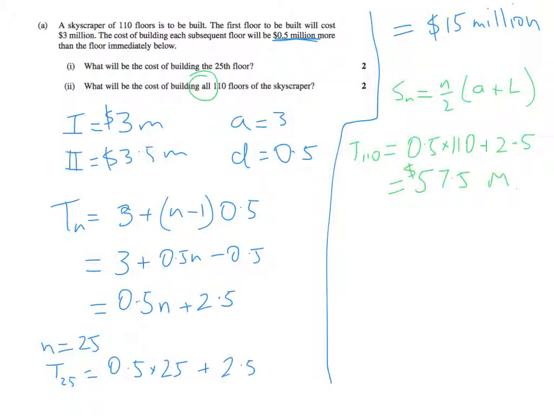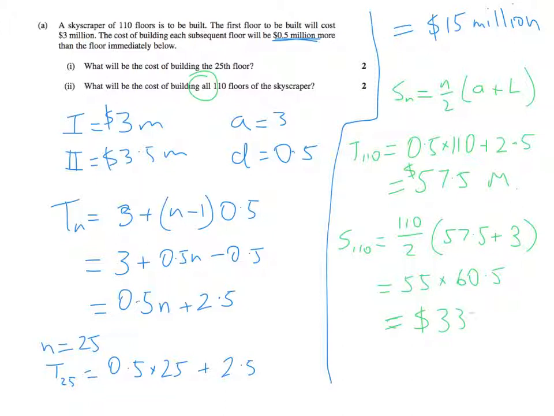million. So that means the sum of 110 floors is our 110 on 2, 57.5 is our last, plus our first is 2.5. I'm sorry, that's 3 actually. That first term is indeed 3. So it's 55 times 60.5, which comes out to be, it's going to be a whole lot of money to build a 110 floor apartment building. It is $3,327.5 million. Now you could write that all out without this decimal here, but the main thing is that you have the correct numeric answer.